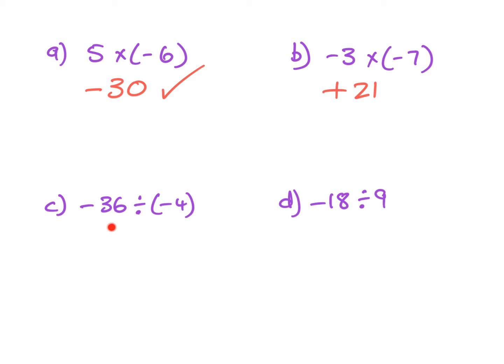So moving on to question C, I know a negative divided by a negative is going to give me a positive, so I'm not going to put my positive value down there. What is 36 divided by 4? That gives us a value of 9, so the answer there would be 9. And question D, a negative divided by a positive is going to give me a negative value, so I'll write my negative value in, and 18 divided by 9 is 2, and therefore my answer would be negative 2.